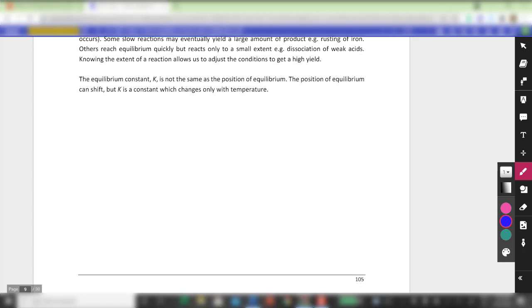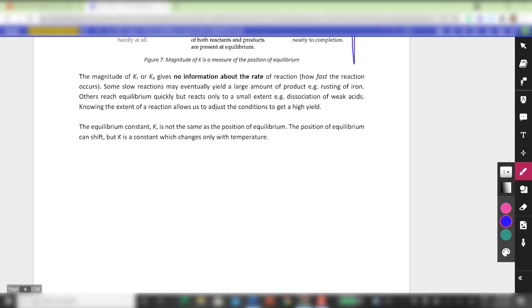Okay, I think this will also be covered later on, but you might want to take note that the position of equilibrium can actually shift to the product or reactant side depending on a few factors. So that's something you learn under Le Chatelier's principle. But the value of K, the equilibrium constant, is only temperature dependent. Only temperature can cause the value of K to increase or decrease depending on the situation.